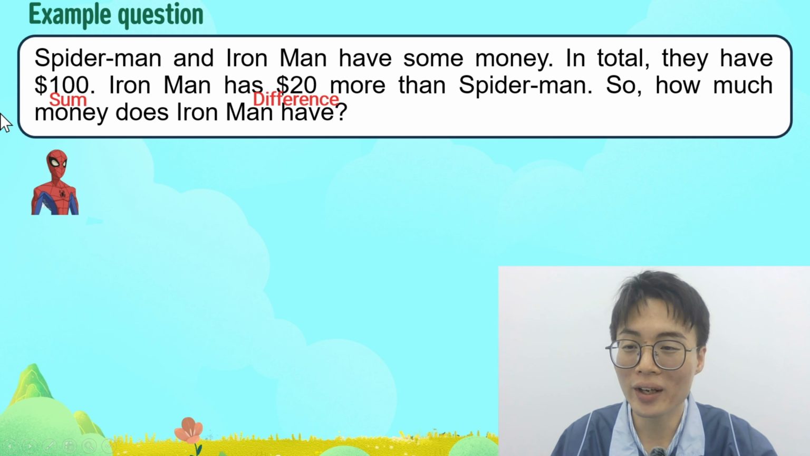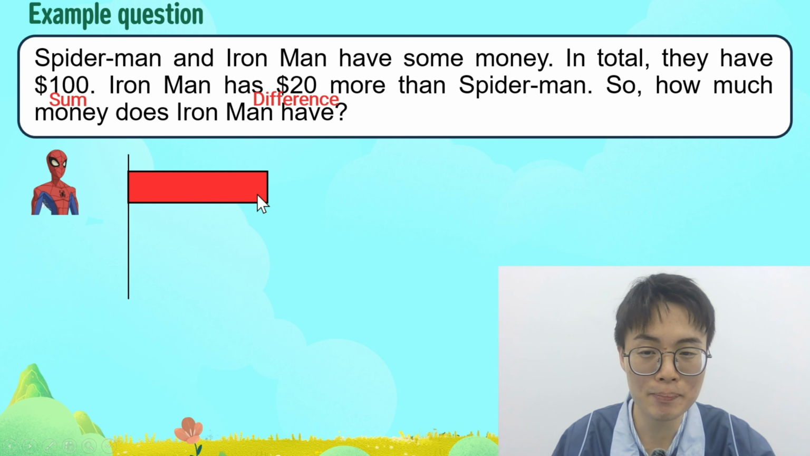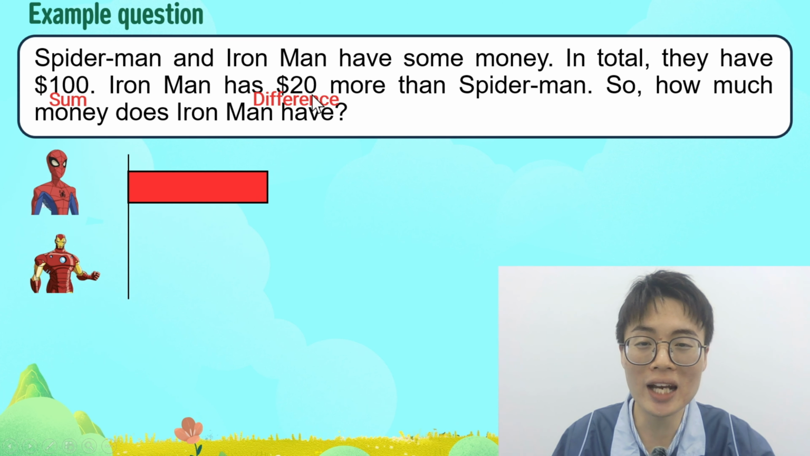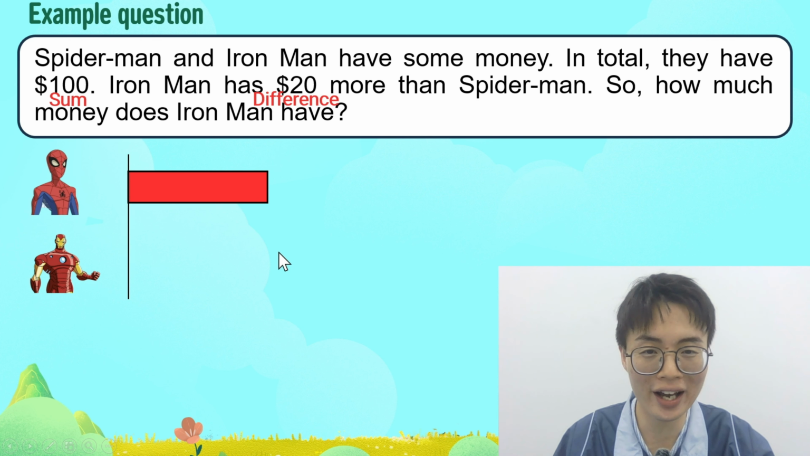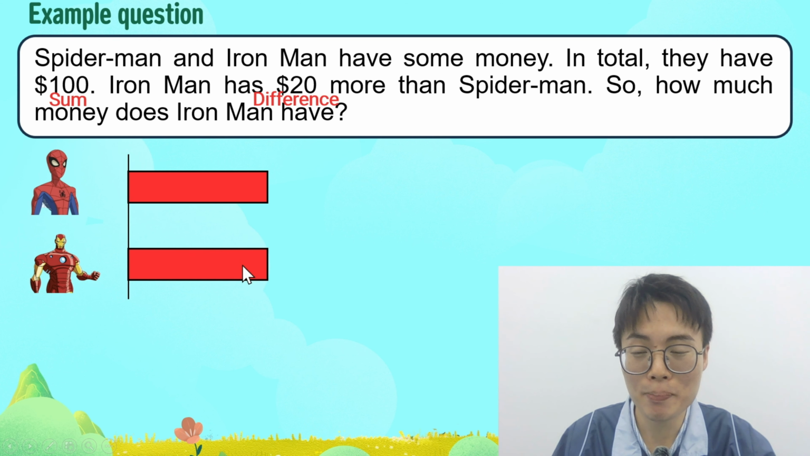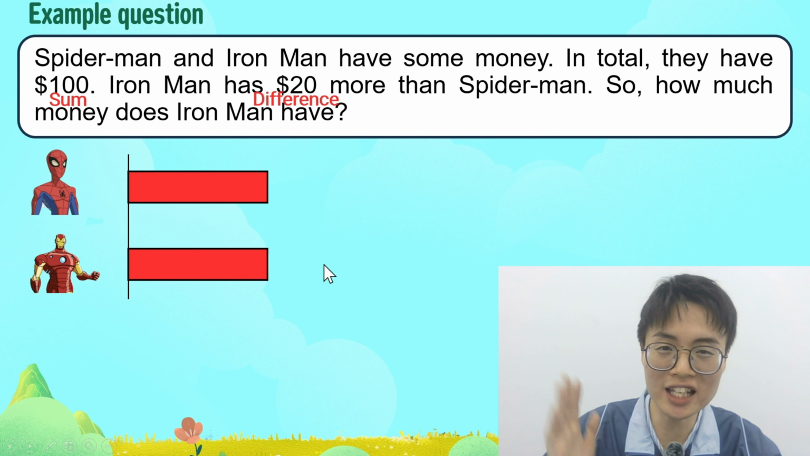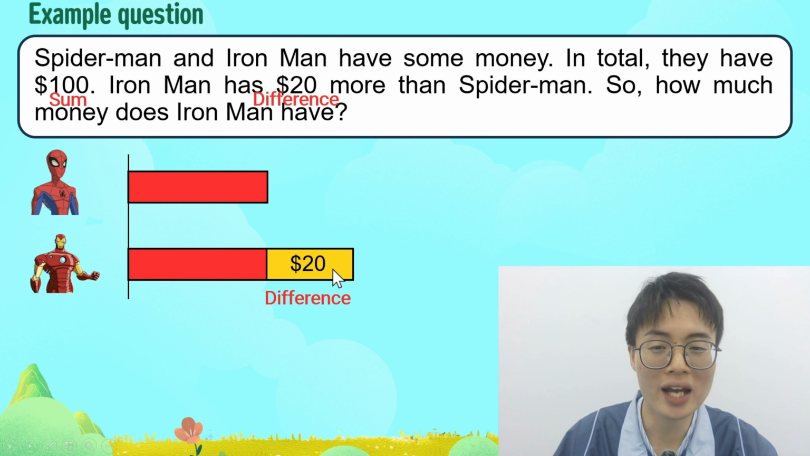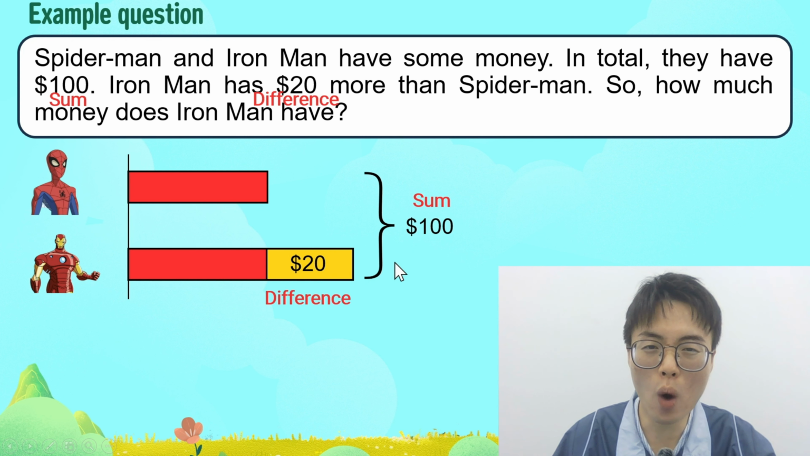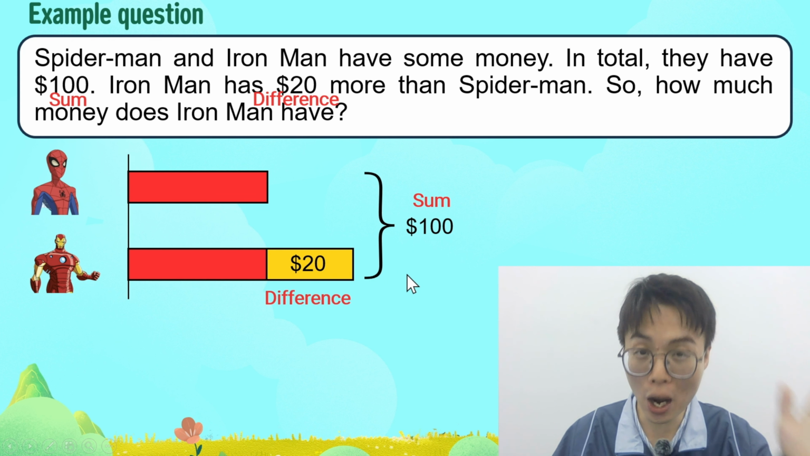For Spider-Man, we can use this red block to represent his money. For Iron Man, he has $20 more than Spider-Man. So how to draw him? We can draw the same block as Spider-Man first, but we need to draw another block to represent the extra money, $20. And in total, they have $100. So Iron Man has how much money?